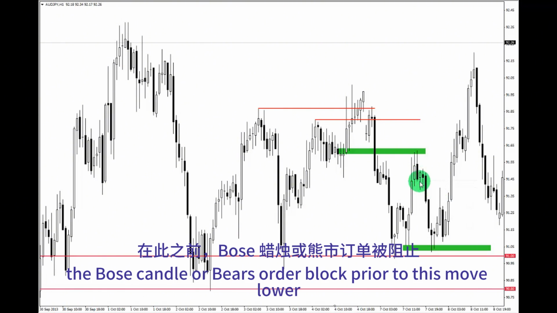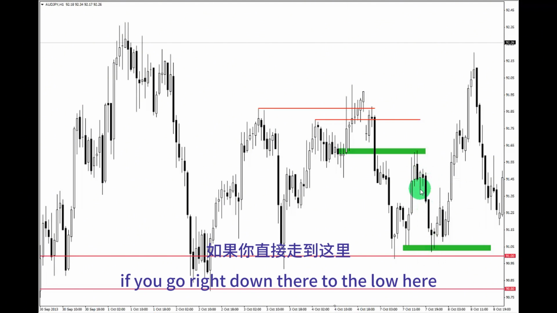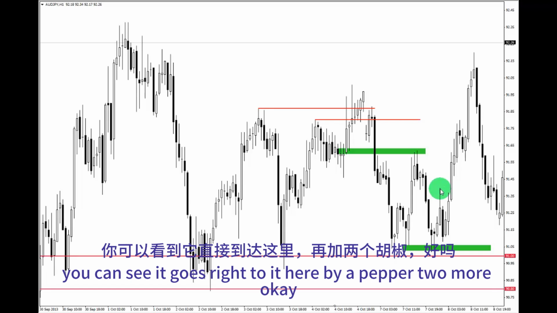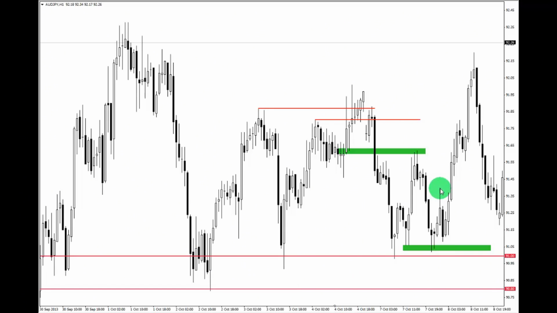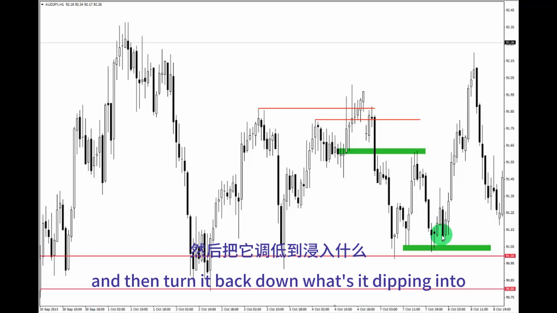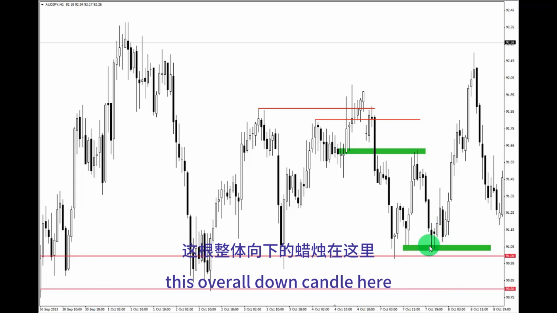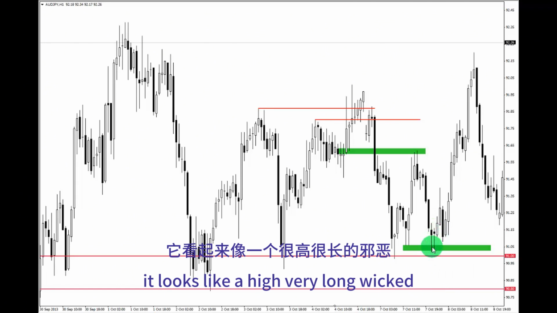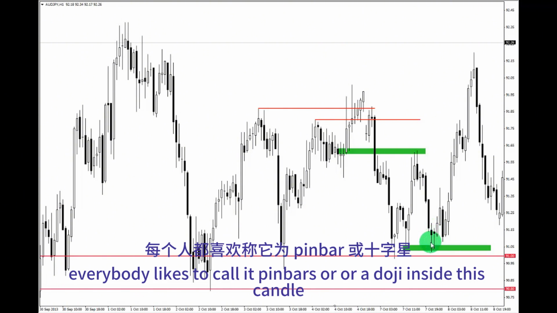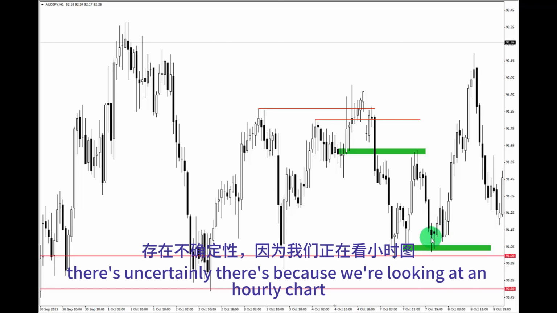The bullish candle or bearish order block prior to this move lower. If you go right down to the low here, you can see it goes right to it by a pip or two more. Okay, and then it comes right back down. What's it dipping into? This overall down candle here that looks like a high, very long wicked. Everybody likes to call it pin bars or a doji. Inside this candle, certainly, because we're looking at an hourly chart.